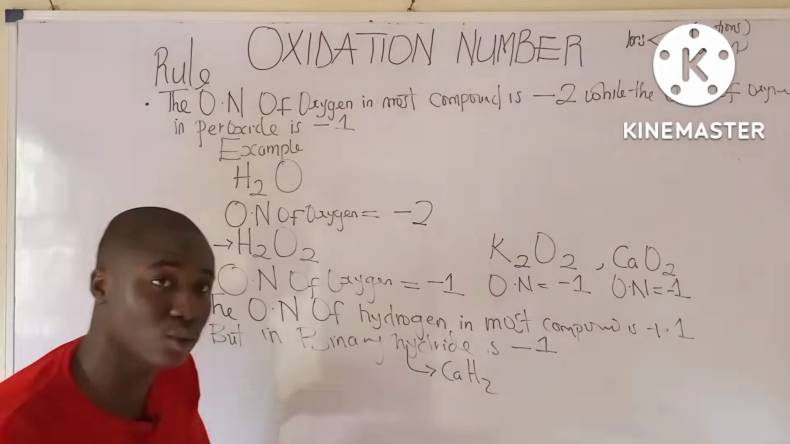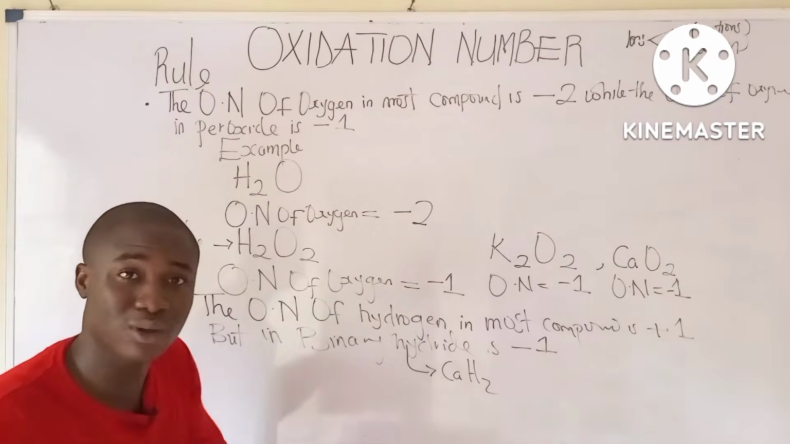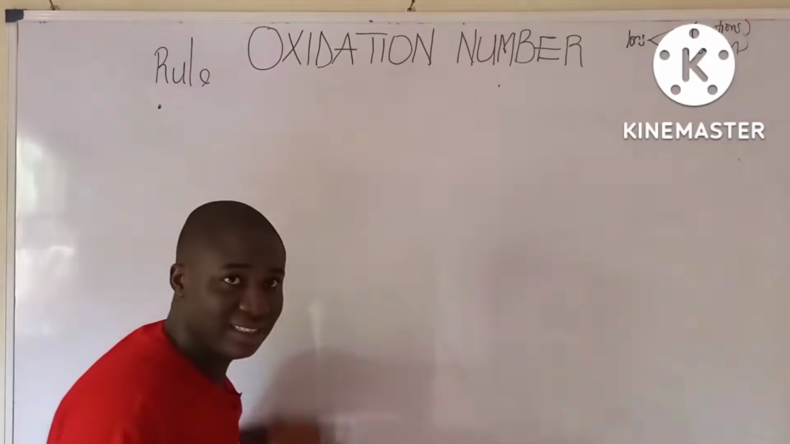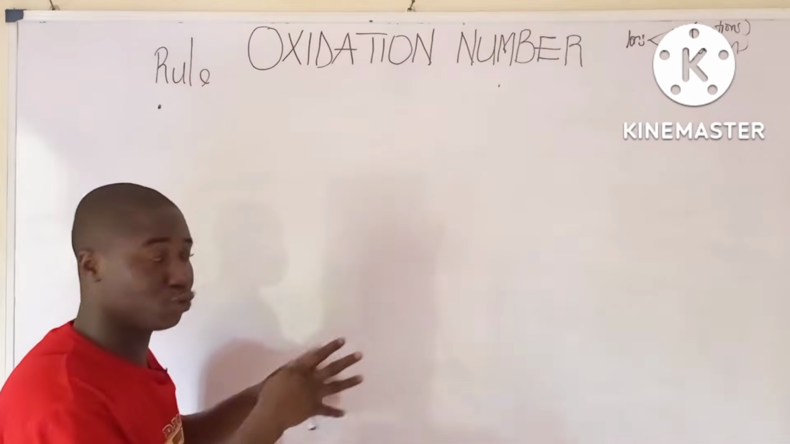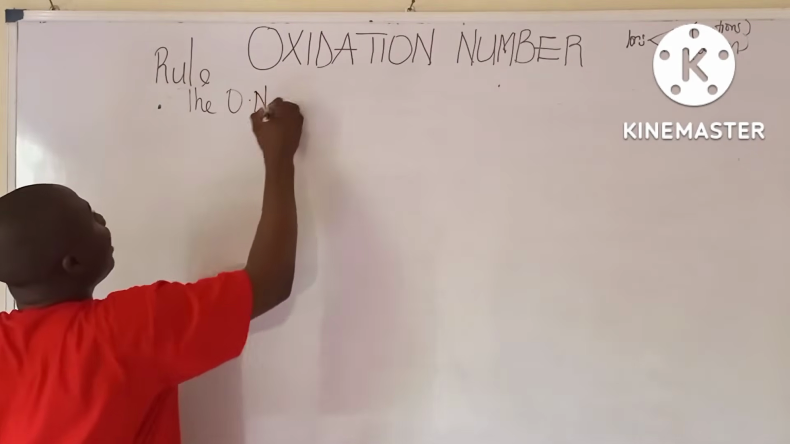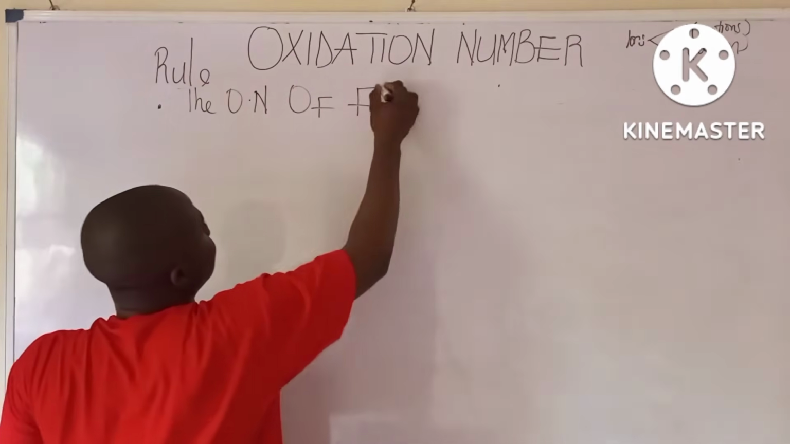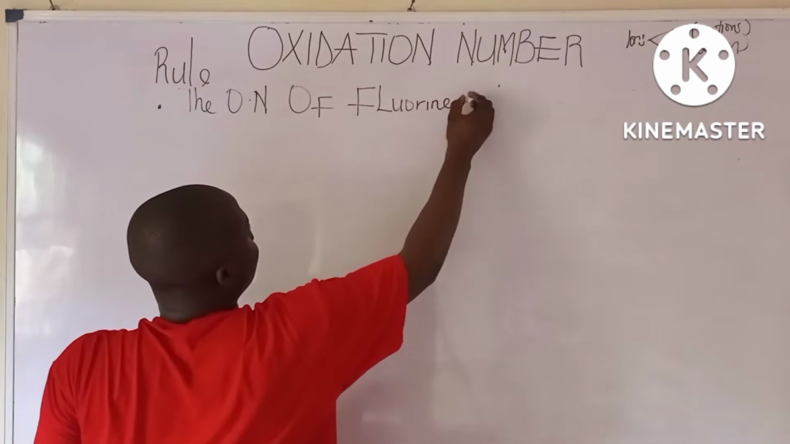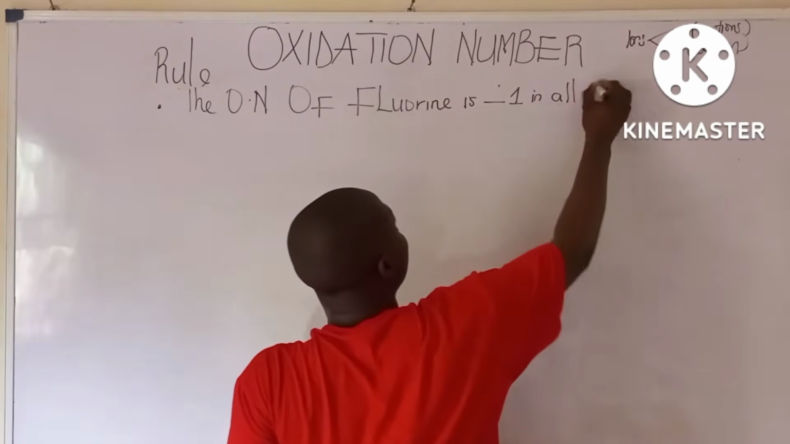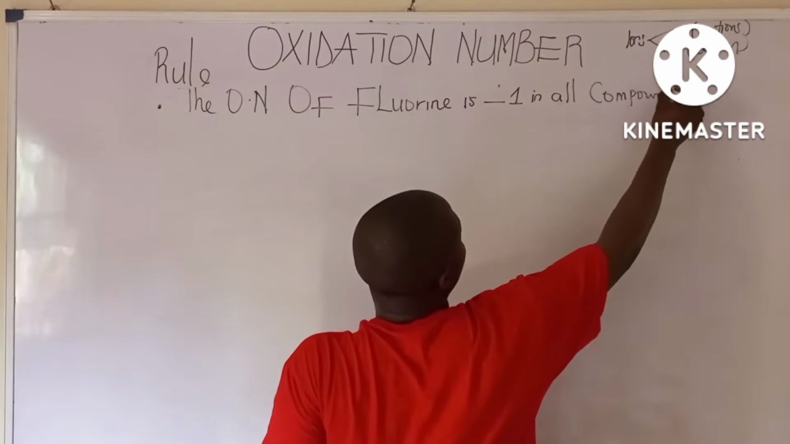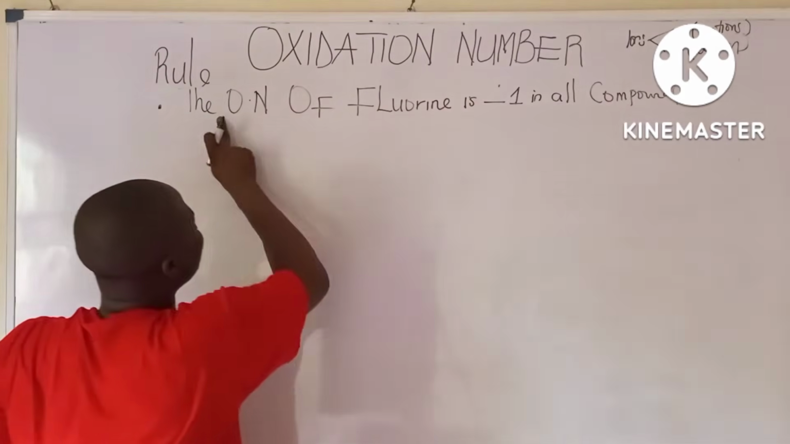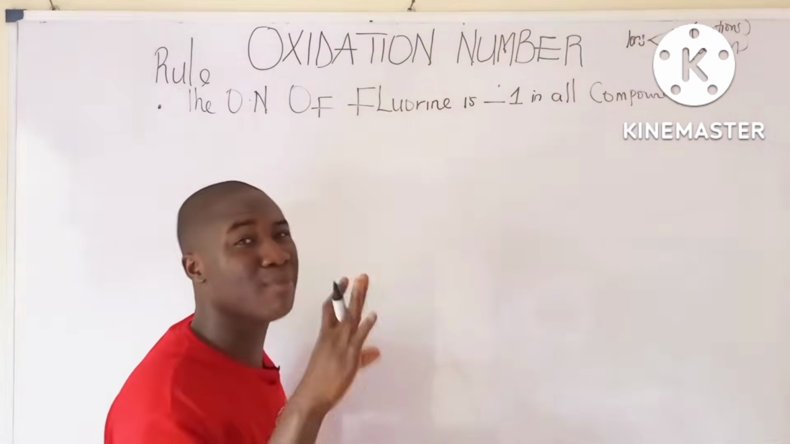So let's quickly move over to the next rule, because I'll be giving us 7 rules. At the end, we'll solve a question that cuts across all of the rules. Now let's move over to the 5th rule. The rule says the oxidation number of fluorine is -1 in all compounds. This must be noted. Fluorine is a halogen, and halogens are salt formers, so the oxidation number of fluorine in all compounds is -1.